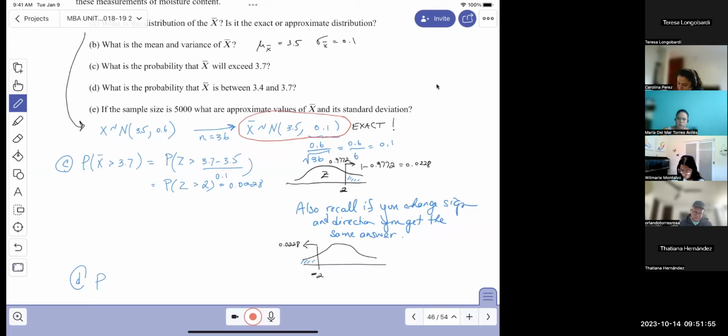So between. I know that means I have to put X bar. Don't forget we're working with X bar. Between always means the arrows go small to big, small to big. And put 3.4 and 3.7. And I'm going to do the same thing I did above.